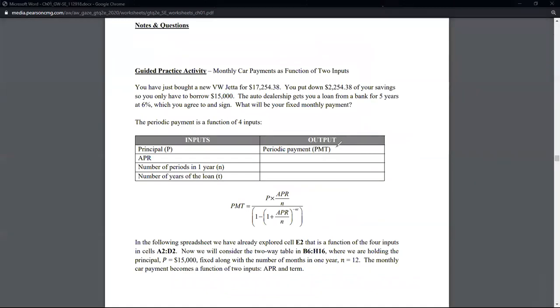The principal is the 15,000. The APR is the 6%, which as a decimal is 0.06. If you're using a traditional calculator, you'd need it that way. Number of periods in a year, that's the number of months in a year since we're paying monthly. Number of years on the loan, that's 5. So that's our P, R or APR, N and T that would then go into this formula and you'd be able to crunch that out.